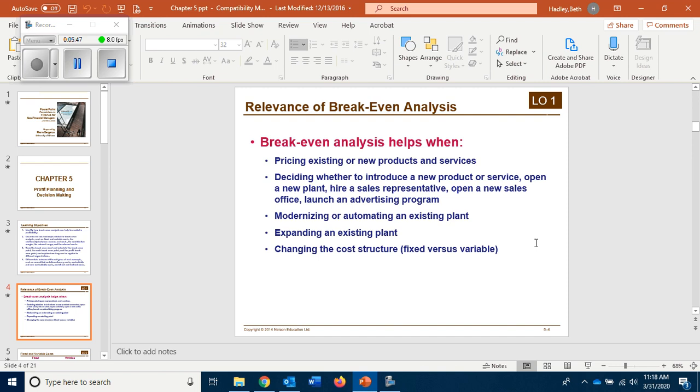It talks here about modernizing or automating an existing plant. Well, if you're doing that, most of the time you're getting rid of variable costs, which is your hourly employees, and instead you're putting in new equipment, which has the fixed cost of depreciation expense. Or if you're changing your cost structure, again, maybe you're getting rid of equipment and you're changing it back to more of a hands-on approach, which would be a variable cost, or your employees per hour.